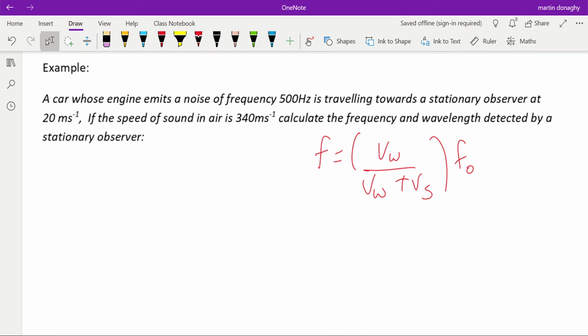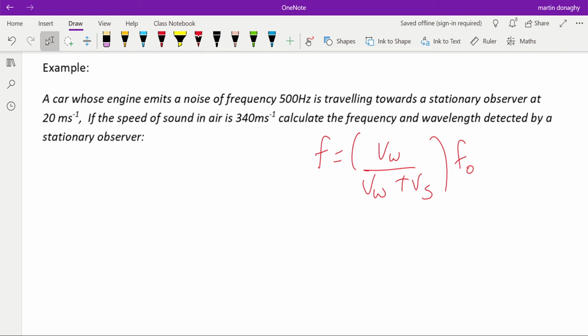Okay, let's look at this example then. It's another one of those questions where I take my time extracting the information from the question. So it says, a car whose engine emits a noise of frequency 500 hertz is traveling towards a stationary observer at 20 meters per second. The speed of sound there is 340 meters per second. Calculate the frequency and wavelength detected by the stationary observer.